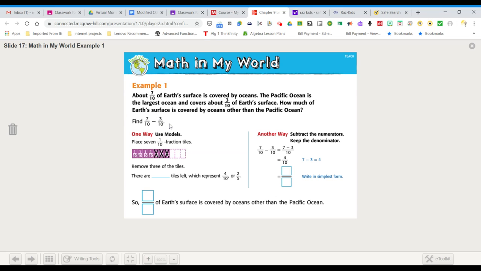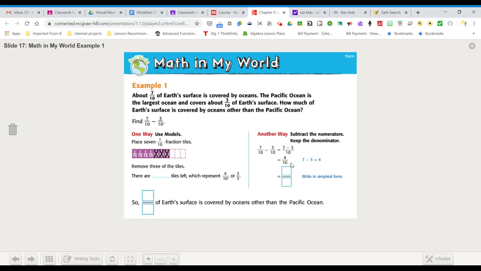You subtract those. They show you in a nice little model here that if you had 7/10 and you took 3 away, you would be left with 4/10. And then they simplify that answer for you here to 2/5. Or just simply subtract the numerator, 7 minus 3, which is 4. Keep your denominator the same.